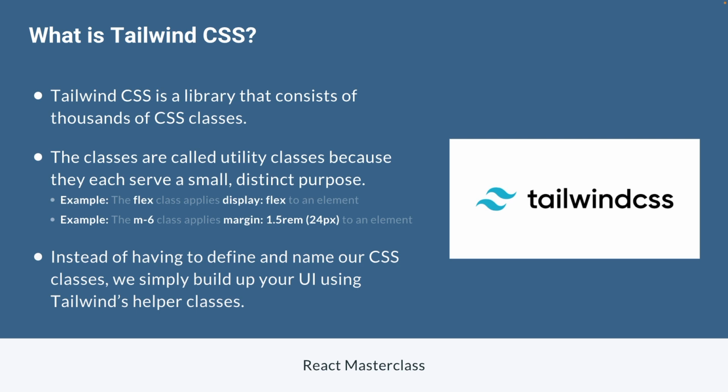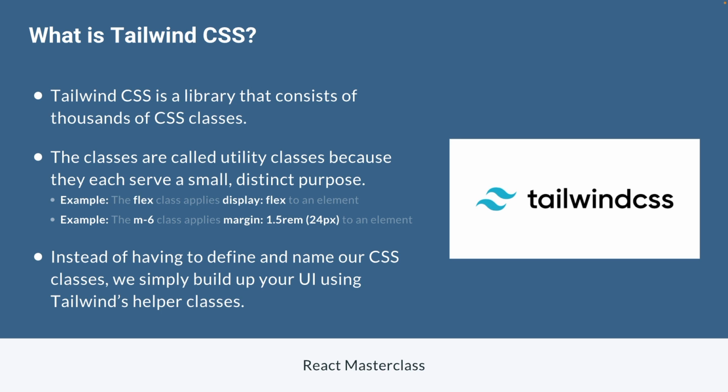So first up, what is Tailwind CSS? Tailwind CSS is a library that consists of thousands of CSS classes. The classes are called utility classes because they each serve a small, distinct purpose. They are utilities because they focus on one tiny thing. So if you go into the Tailwind documentation, what you'll discover is that every class available in Tailwind basically defines just one CSS property or one CSS attribute.